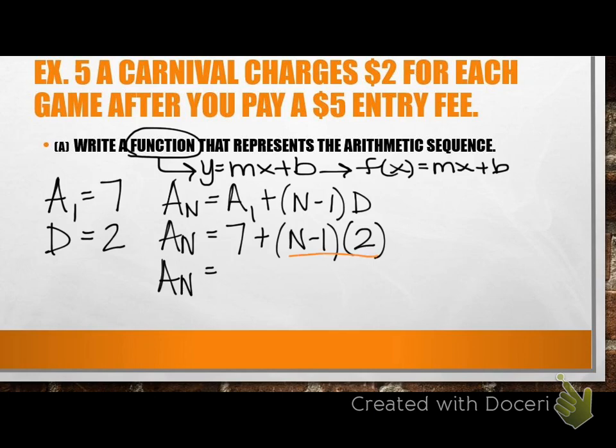The 2 is being distributed. So when we distribute that, Tristan, we get what? 7 plus n minus 2. All right, be careful. Did you distribute the 2 and the n first? No. Okay, the 2 is being distributed by everything in the parentheses. So it's 2 times n, which is 2n, and then 2 times -1, which is -2.